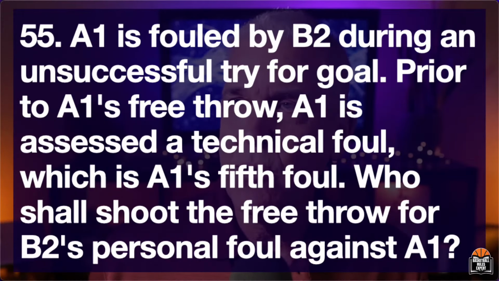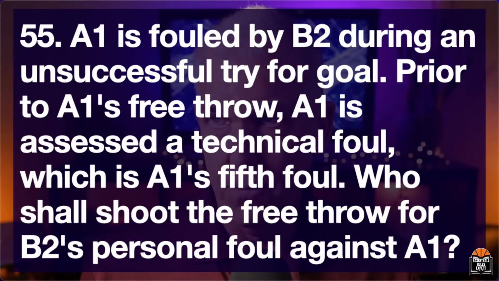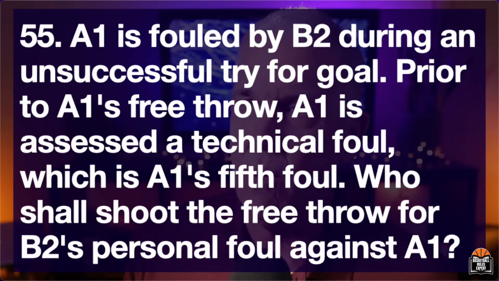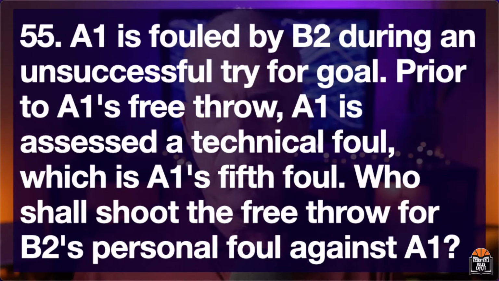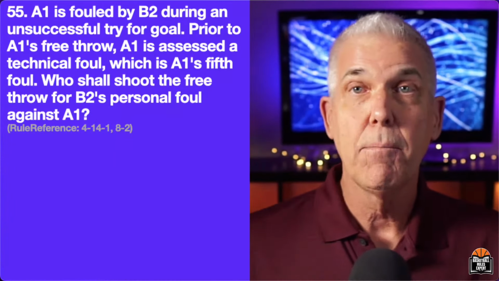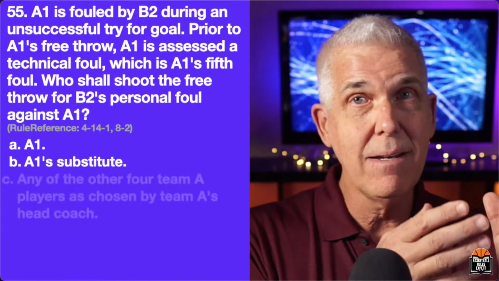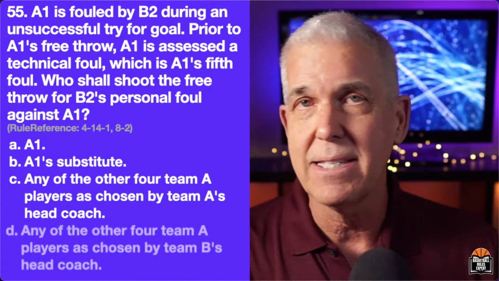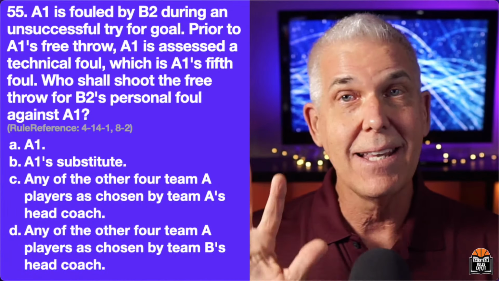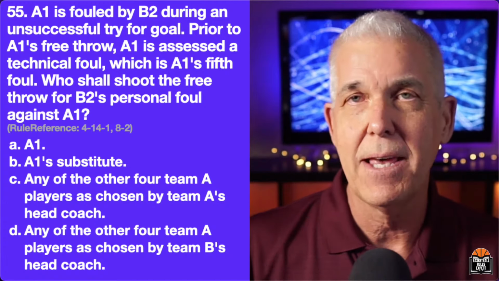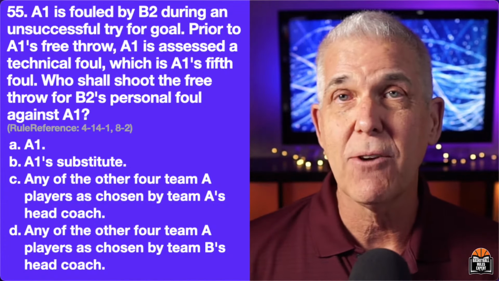A1 is fouled by B2 during an unsuccessful try for goal. Prior to A1's free throws, A1 is assessed a technical foul, which is A1's fifth foul. Who shall shoot the free throws for B2's personal foul against A1? Right? Player is fouled. They are due merited free throws, but they are assessed a technical foul, let's say taunting, and that is their fifth. They are disqualified. Coach, they need 5. That's 5 on them. Who will attempt their free throws?